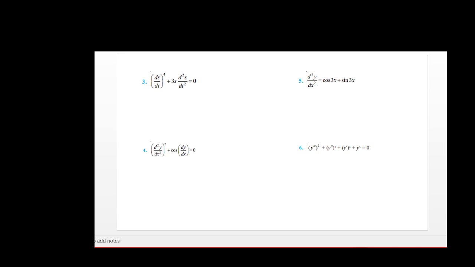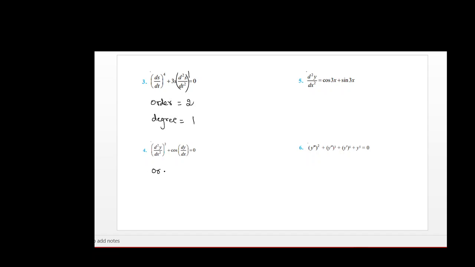Next, the third question. If you can see, this particular question involves different variables, whereas the first two questions involved y and x. Here s and t are there. So s is the dependent variable, whereas t is the independent variable. Anyways, for this one, what is the order? The highest derivative here is d square s by dt square, which is 2. And what is the degree? The highest power of the highest order derivative here is 1. So the degree of the differential equation is 1.